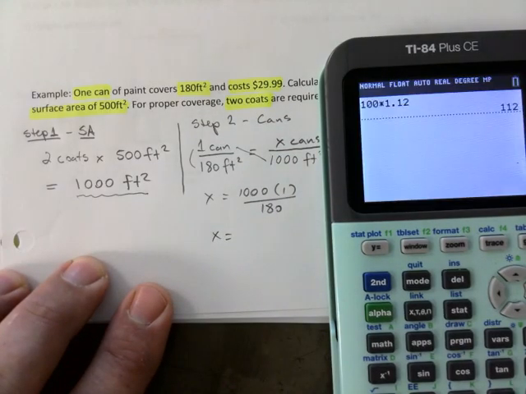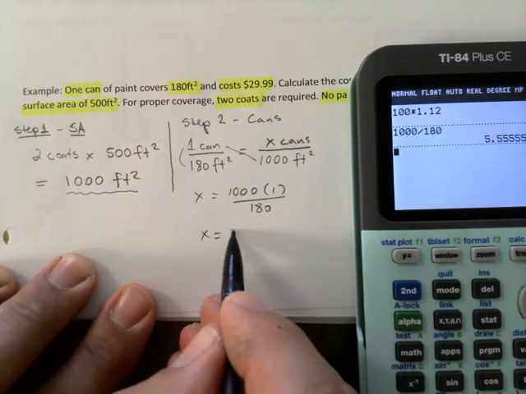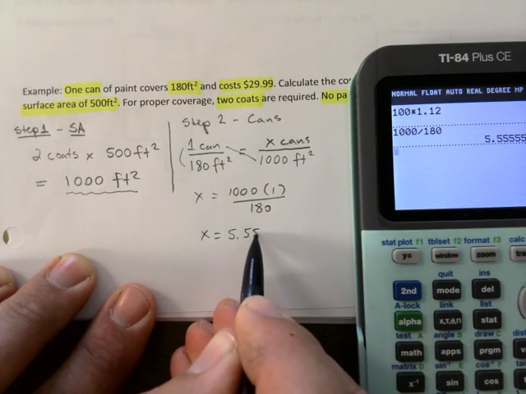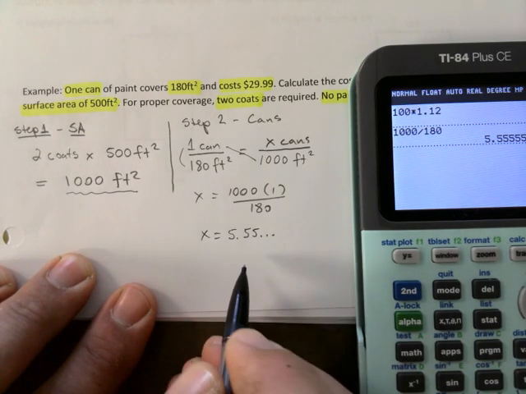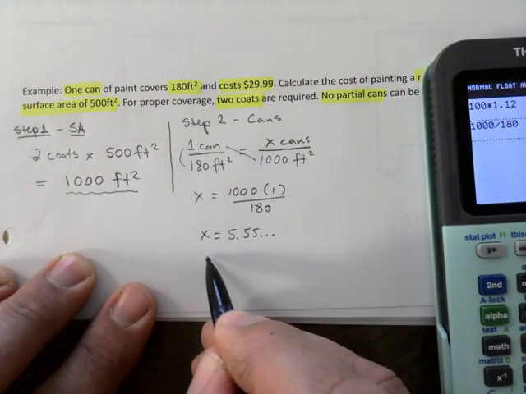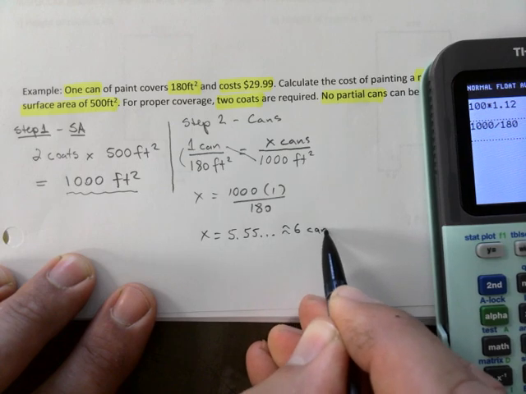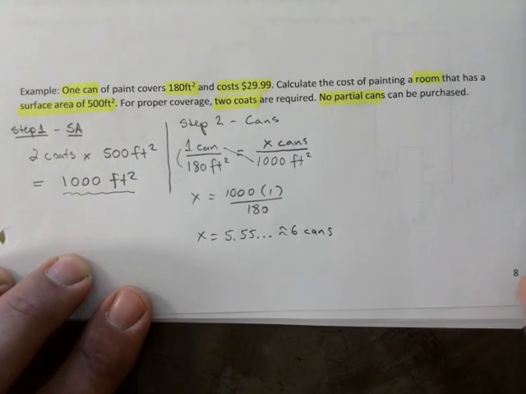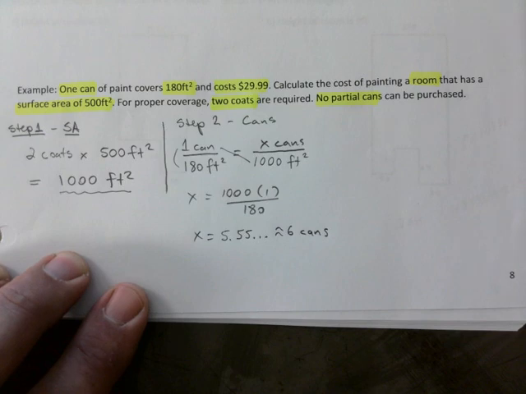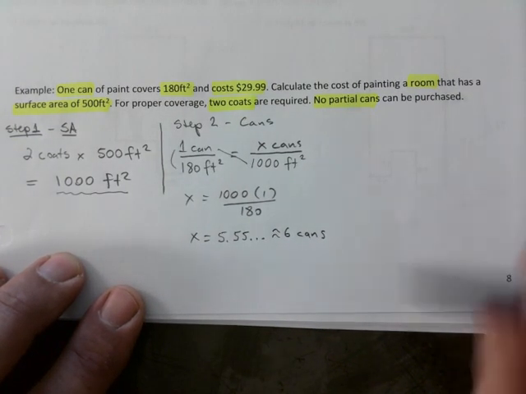And watch what happens there. No surprises, you get a decimal. So I want you to write that down: 5.55 and so forth, which is approximately 6 cans. That's how many you're going to have to pay for. You can't get away with 0.55 of a can. That's the key with renovations.